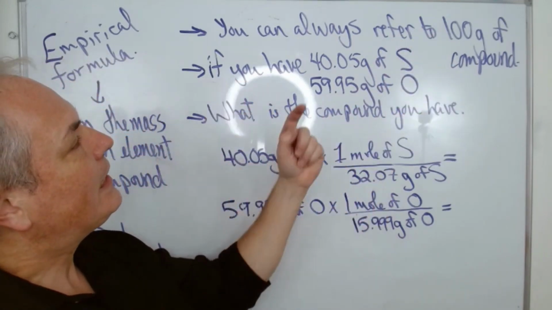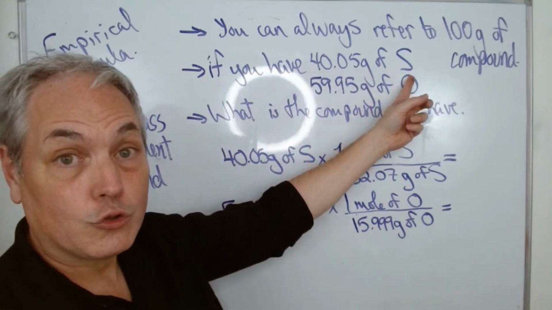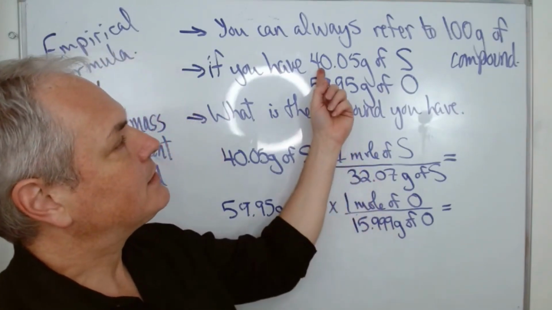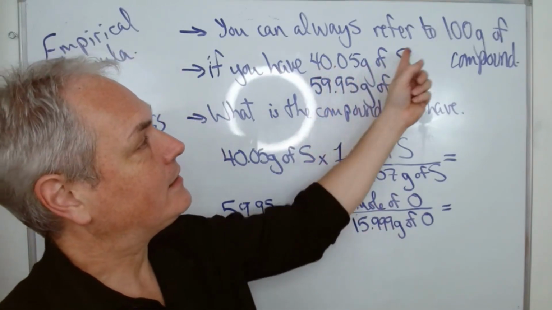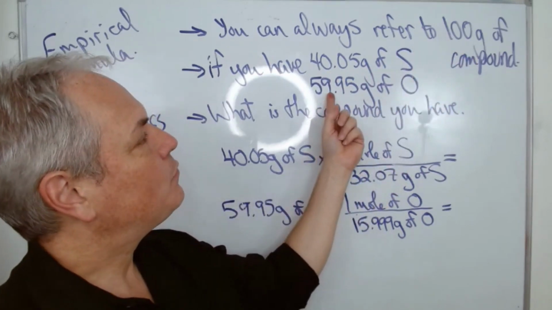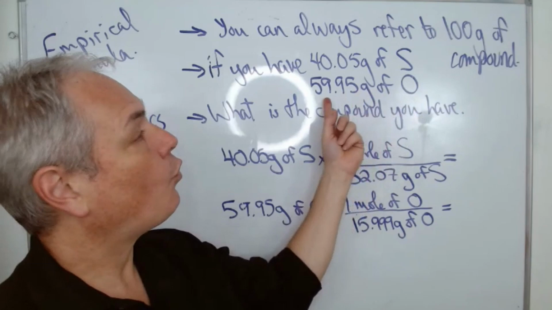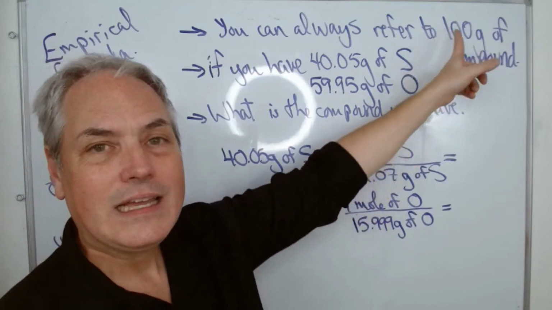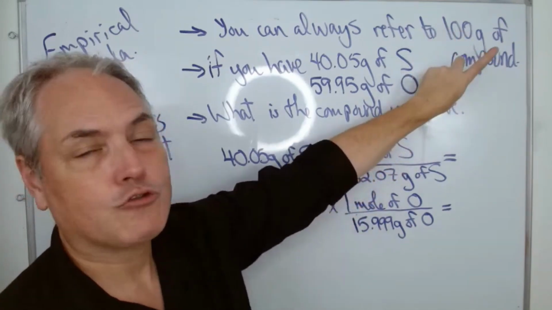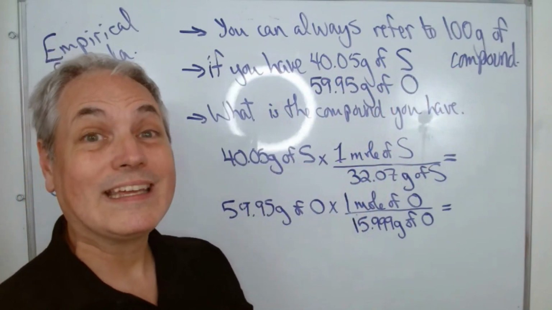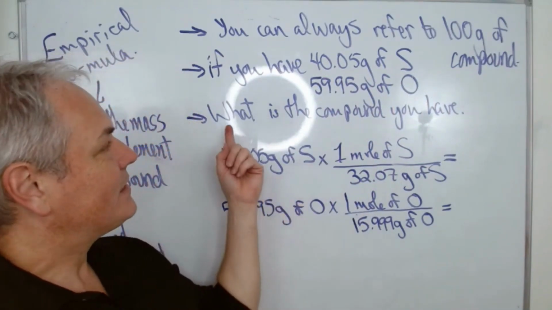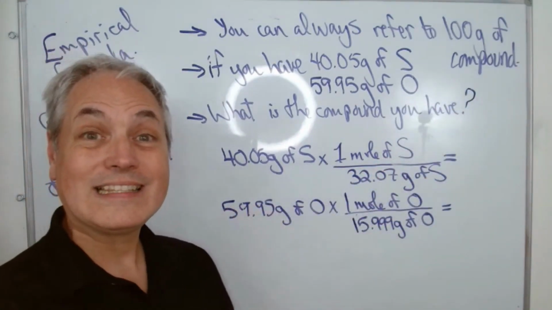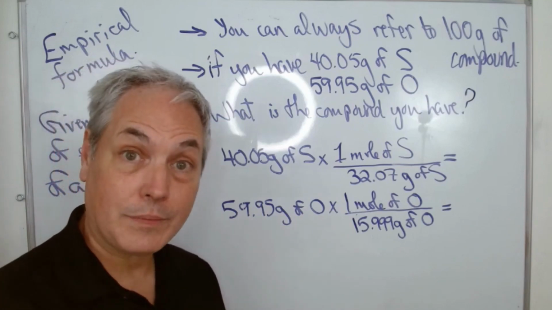So here I have, for the sulfur in that new compound, 40.05 grams of sulfur. That means that I have 40.05% of sulfur, and I have 59.95 grams of oxygen, or I could say I have 59.95% of oxygen. Given that you have 100 grams of compound, you can transfer the percentage right away into grams. Now, the idea here is that we need to know what compound we have in this example.